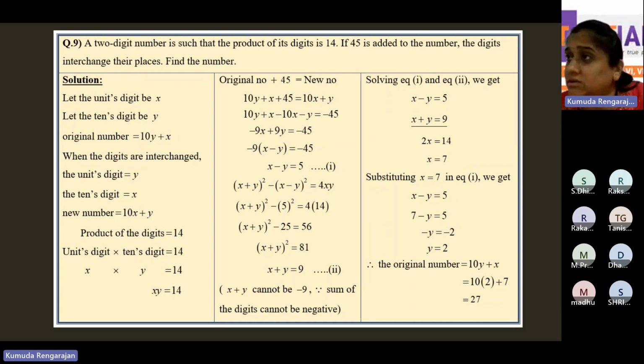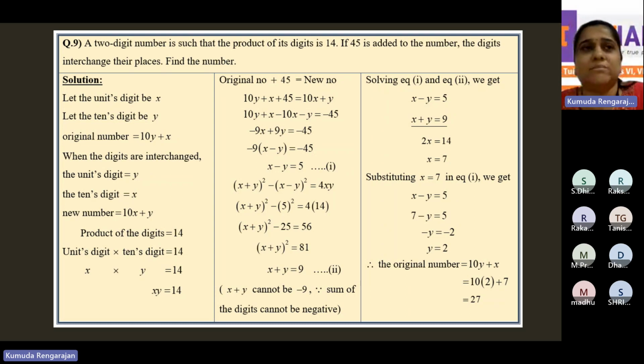So x plus y is equal to plus or minus 9? No. Plus or minus 9. But minus 9 is not possible because what are x and y? The digits. X and y are the digits. Listen, class, listen to me. X plus y the whole square is equal to 81. So that means x plus y is equal to plus 9 or minus 9. Now, if x plus y is equal to minus 9, that means the sum of the digits is minus 9. That's not possible. The sum of the digits cannot be negative.